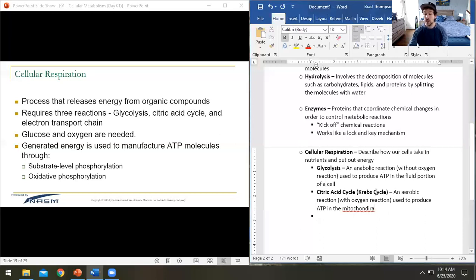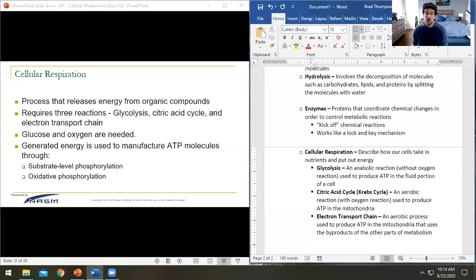Then it has its own byproducts as well, which are then going to go through what is called the electron transport chain, and this is going to be another aerobic process used to produce ATP in the mitochondria, and it uses the byproducts of the other parts of metabolism.